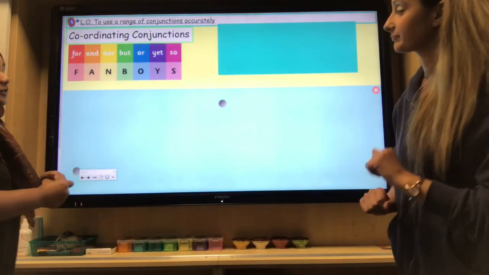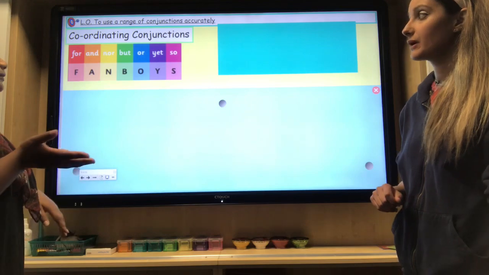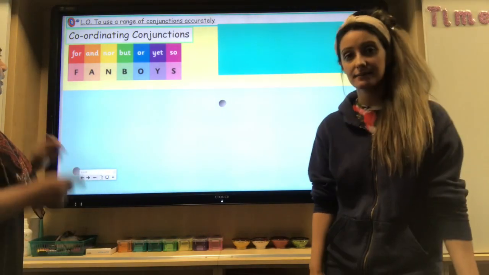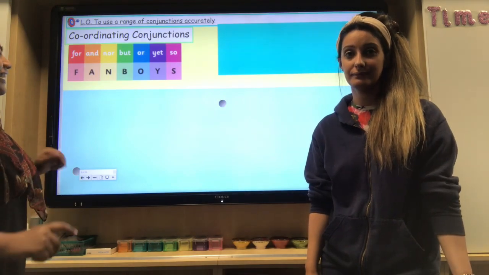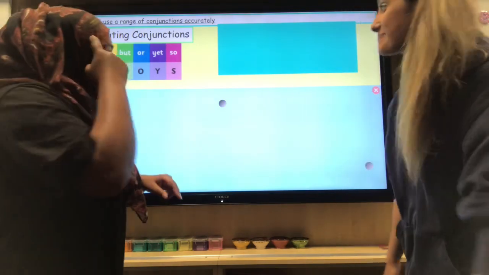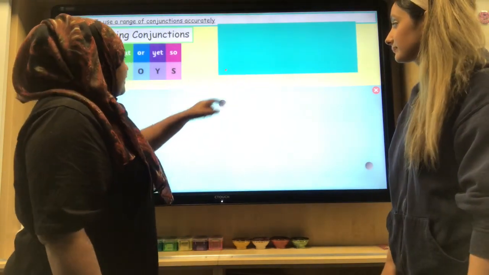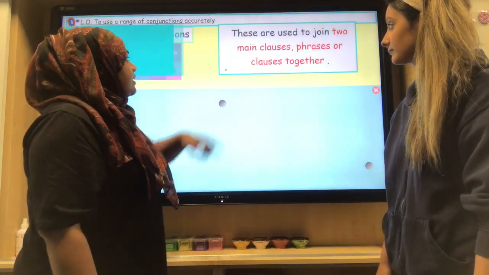And what do all the letters represent then? So we've got F, that stands for? For. A. And. N. Nor. B. But. O. Or. Y. Yet. S. So. Good, you didn't actually look at anything. You remembered all that. So why do we use it then? The reason why we use coordinating conjunctions is the following.